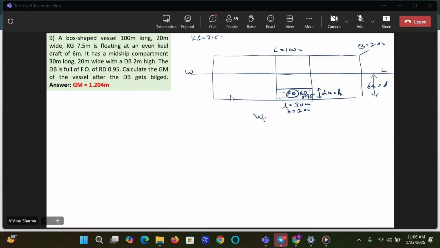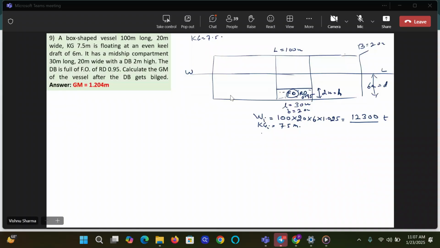What is the displacement of the vessel? Obviously, the density of the seawater is not given, that by default we take as seawater. The displacement will be length of waterplane into breadth into draft into density of seawater. How much does it come, guys? Can you calculate? 12300. 12300. What is the KG of the vessel in this condition? It's given in the question as 7.5 meters.